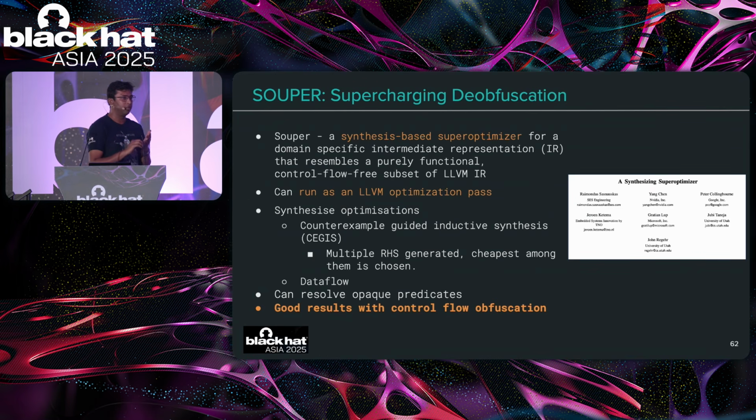Now the challenge related to control flow obfuscation still remains, so we need to find a solution for that. So we came across this paper called Super. Super is a superoptimizer, which means that it is finding optimizations which compilers generally miss. So it is doing some additional optimizations. It is using advanced algorithms like synthesis and data flow analysis to perform these optimizations. And it turned out to be a perfect candidate to de-obfuscate control flow obfuscation.